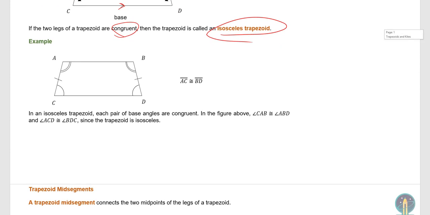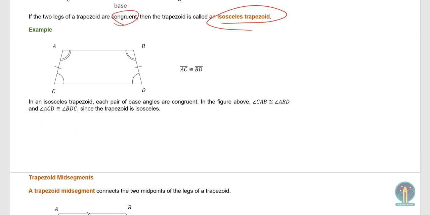Let's look at this example. So we have trapezoid ABDC, and in it we have obviously these two. So AB is parallel to CD. In an isosceles trapezoid, each pair of base angles are congruent. So first off, we're being told that AC is congruent to BD. So this leg is congruent to this leg. So this gives rise to a set of interesting features.